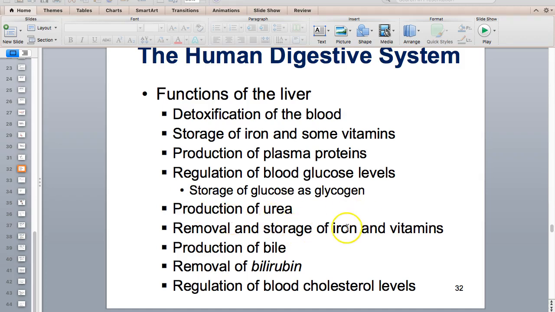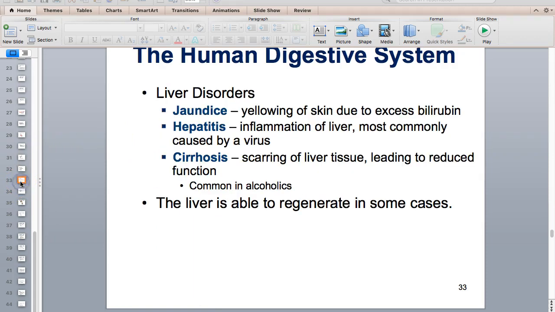Production of urea, removal and storage of iron and vitamins, production of bile, like we said, removal of bilirubin. If you get a buildup of bilirubin, you can have this yellow color and have something called jaundice, and it's also involved in regulating blood cholesterol levels. So lots and lots of functions of the liver.